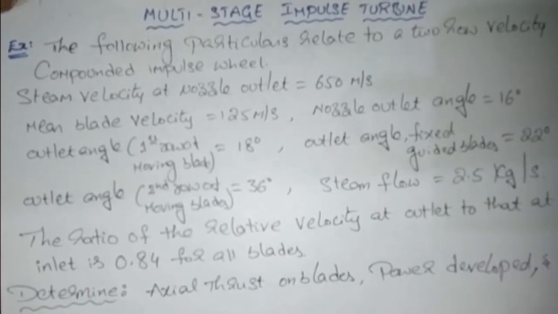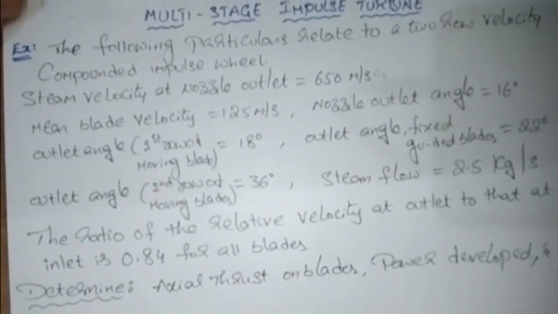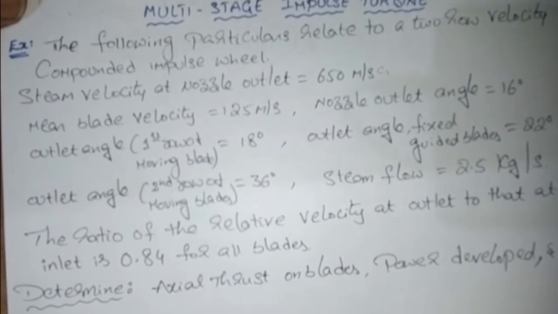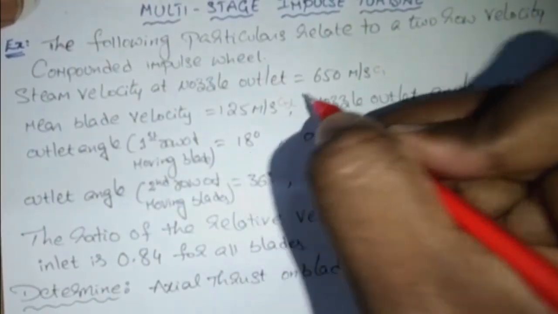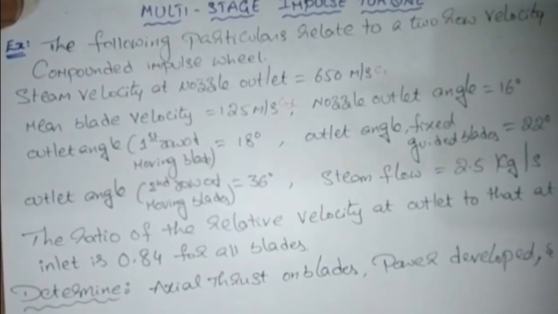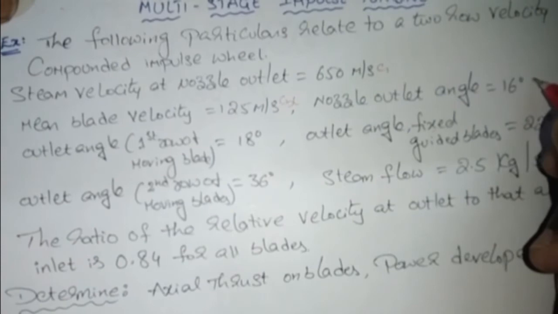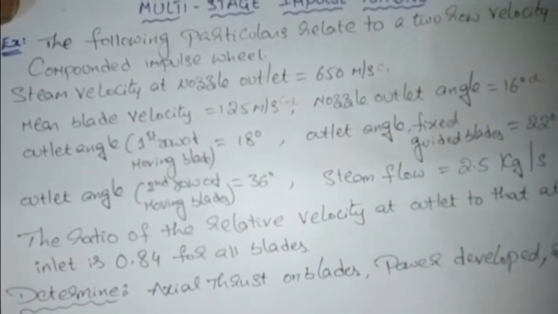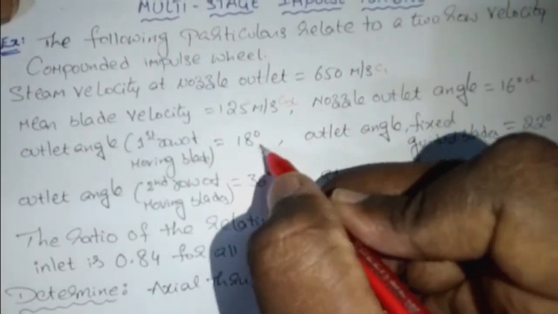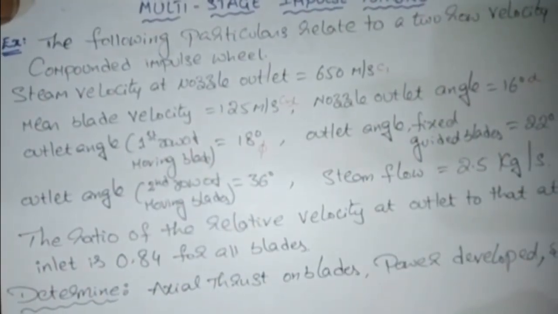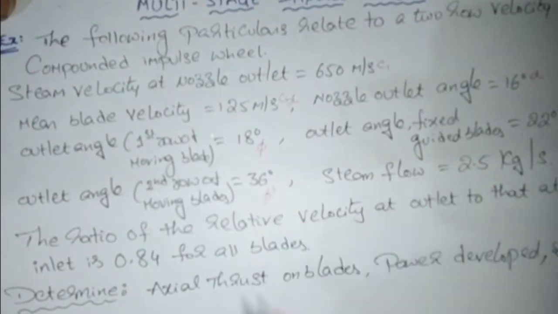Here this is C1. Next, mean blade velocity 125 meters per second. Here this is CBL, blade velocity. Nozzle outlet angle 16 degrees. Here this is alpha. Outlet angle of the first row of moving blade is phi. Outlet angle of the second row of moving blade is phi dash.